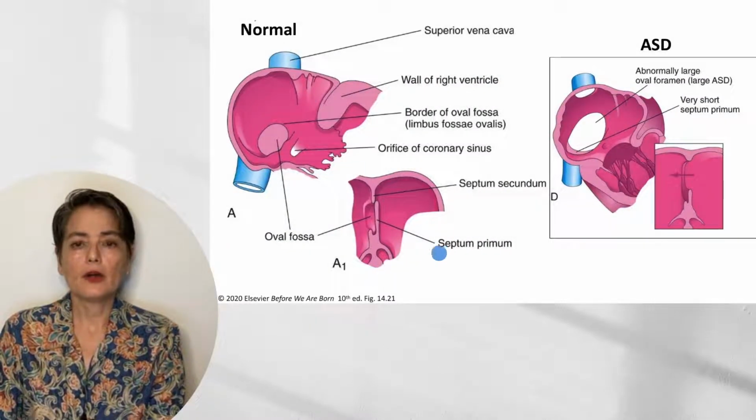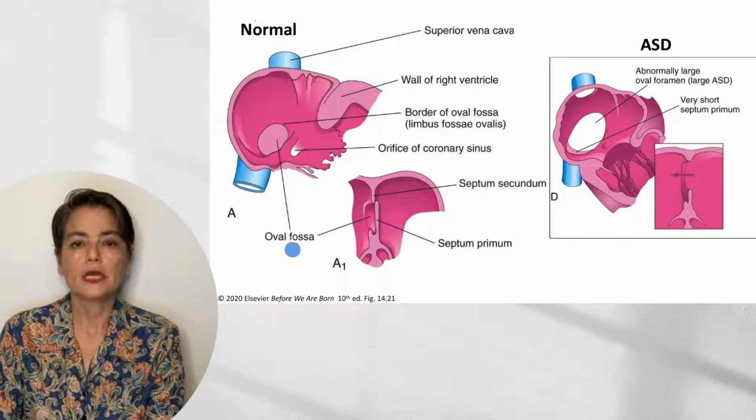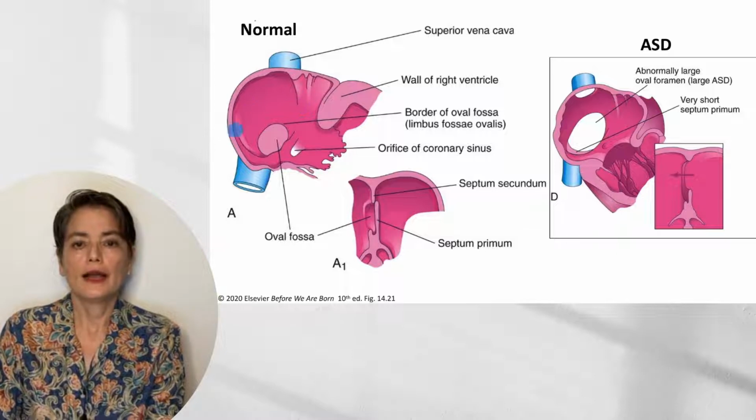So looking here, just as looking at a normal healthy heart in development. So what we should see, here's our superior vena cava, our inferior vena cava. This is the wall of the right ventricle. This is the right atrium. This is the interatrial septum. And this is the fossa ovalis, or oval fossa.